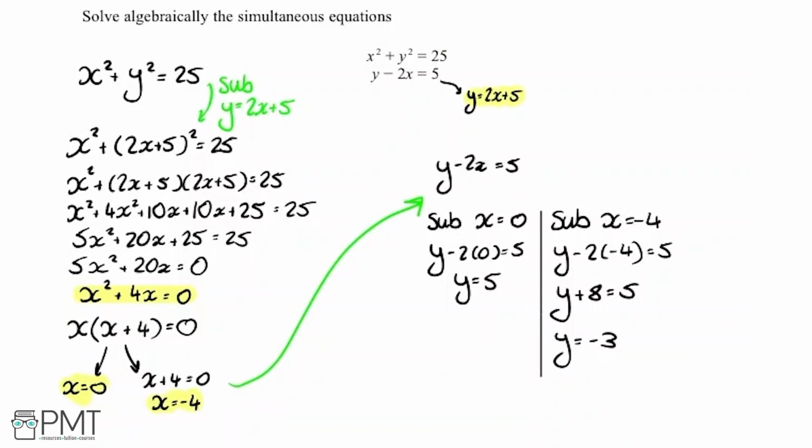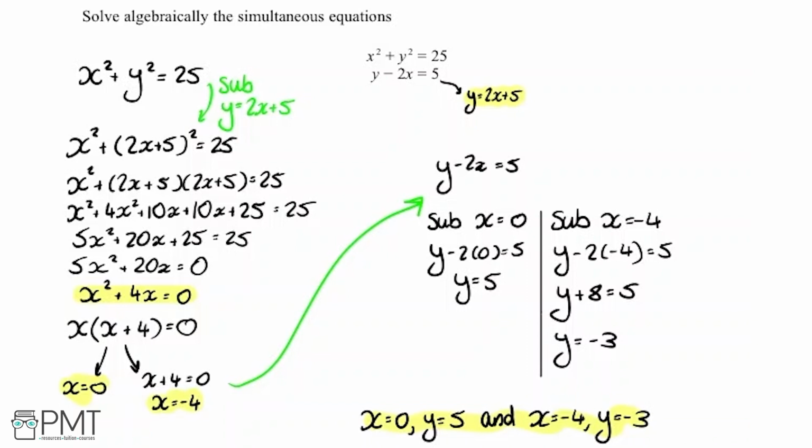So now we've got our solutions, and I'm going to write them out neatly because we need to remember that we've got two pairs of solutions. So you need to make them clear that they're linked together. So we've got x equals 0, y equals 5, and our other set of solutions is when x equals minus 4, y equals minus 3. And that here is our solution to the simultaneous equations.